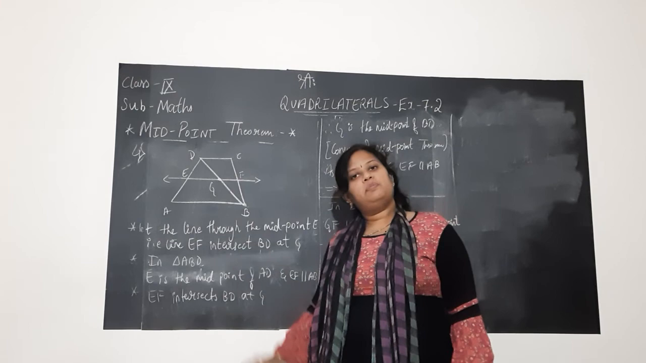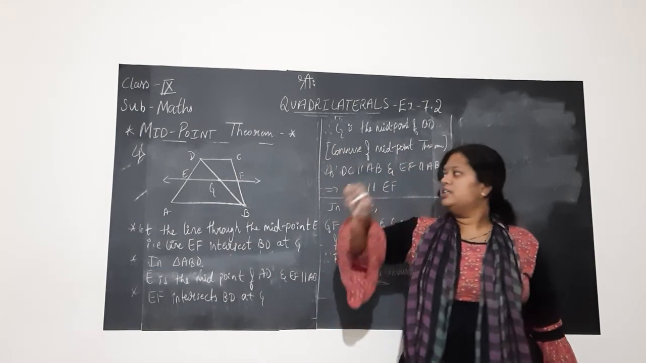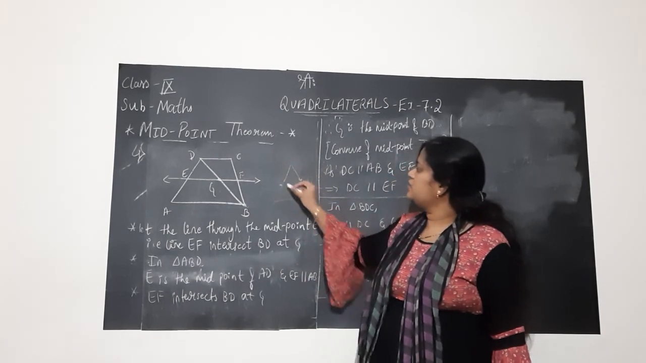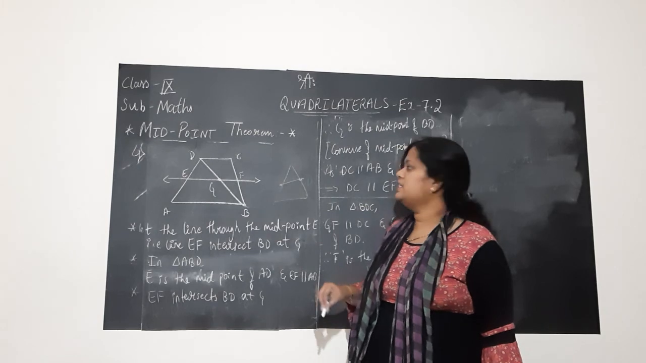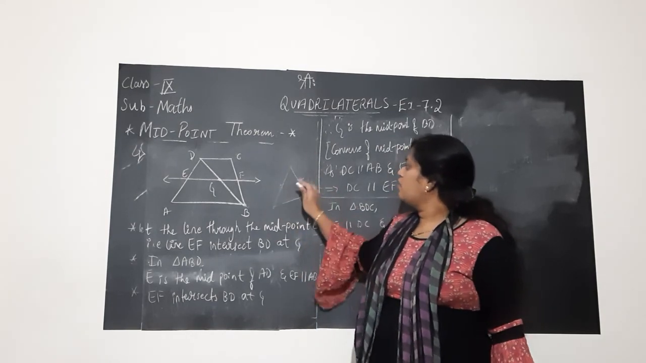Till now, all the three problems that we solved were based on the midpoint theorem. That is, for any triangle, if you take the midpoints of any two sides and join them with a line segment, then that segment is parallel to the third side. What does the converse say?